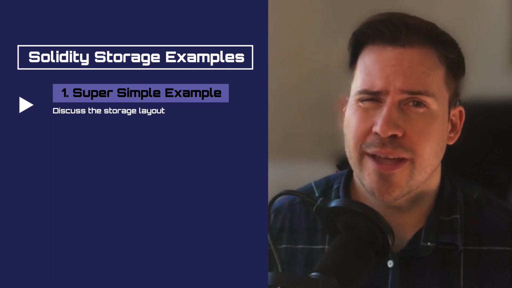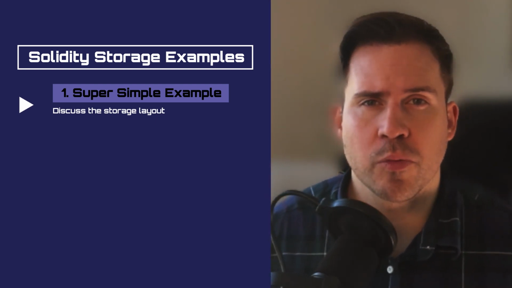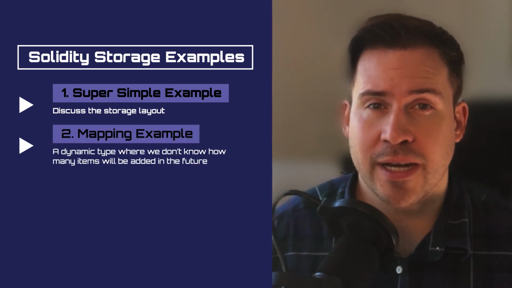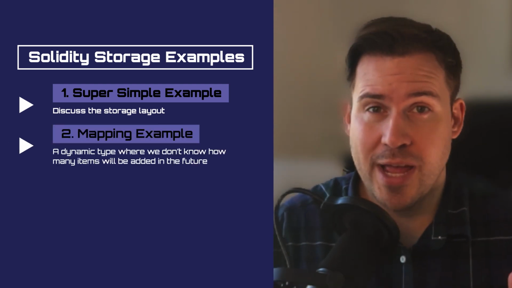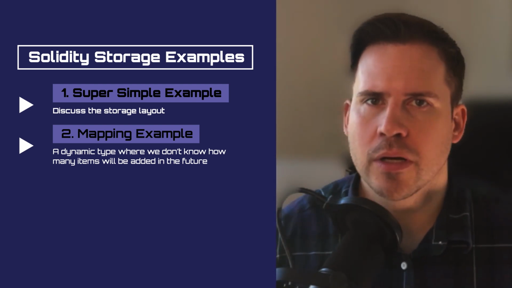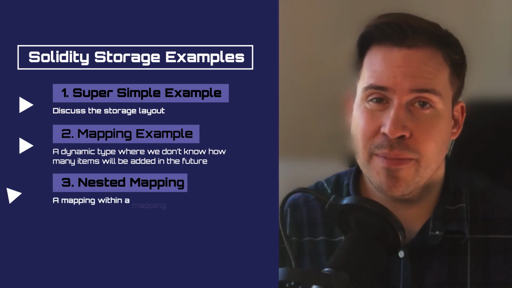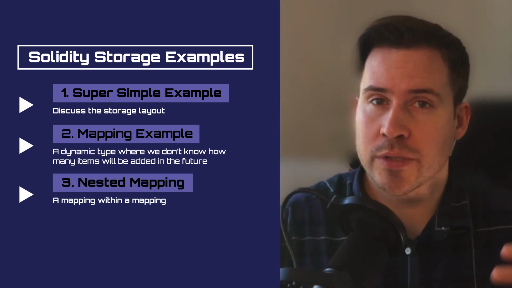The way we're going to do that is we're going to look at 3 examples. We're going to start with a super simple example and just discuss the storage layout. Then we're going to go into a more complex example where we have a mapping. So it's more of a dynamic type where we don't know when we create it how many items will be added in the future, and it affects how we're going to lay that out in storage. And then in the final example, we're going to look at nested mapping. So it's a mapping within a mapping, and we could technically keep going.